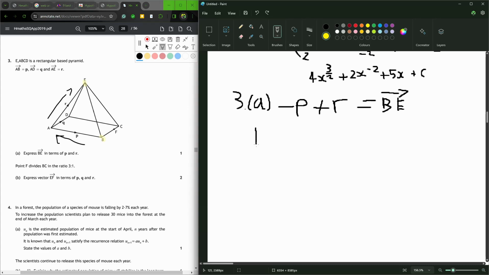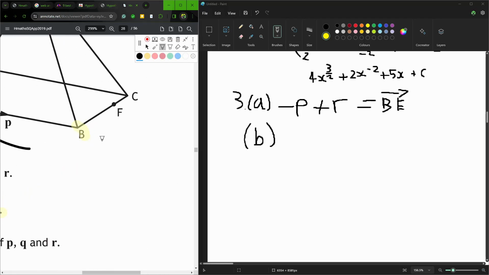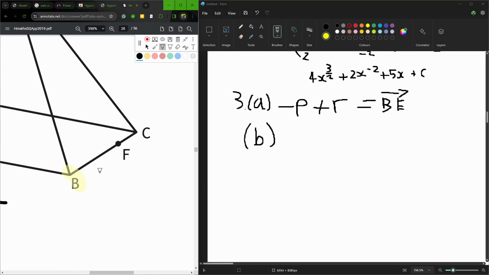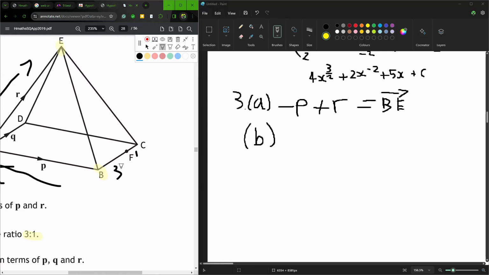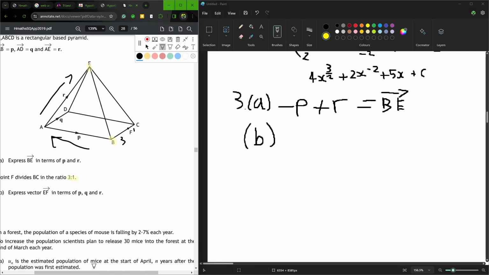Just a mark, eh? B is going to be slightly harder, because there's a grand total of 2 marks, and we're going to have to do some funny ratio stuff. Because it says point F divides BC in the ratio 3:1. So I always misunderstood this, but basically what this means is that the longer distance here is 3 bits, and the shorter distance here is 1 bit. So 4 bits in total. This will help us later.